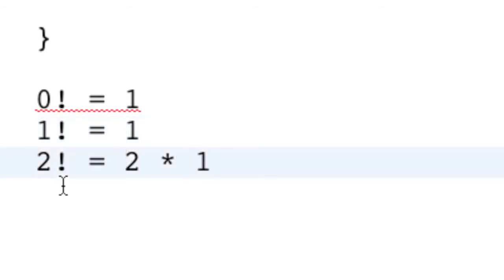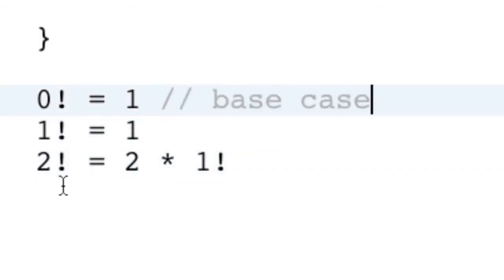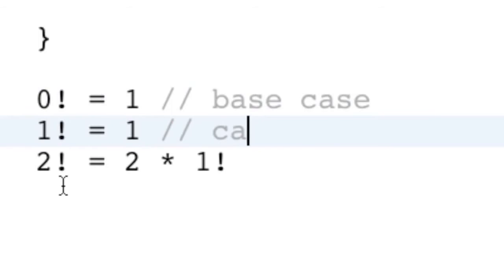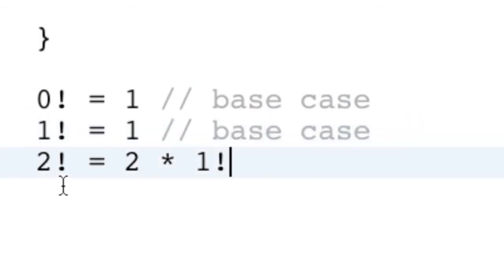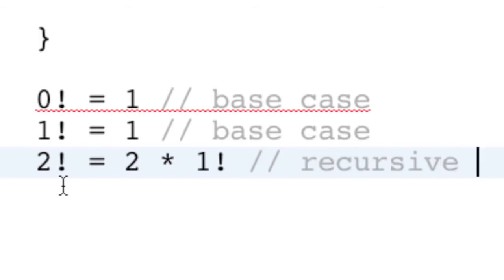So I could think of this as 2 times 1 is 2 times 1 factorial. And I could start my recursion with 2. So I can think of all of these as base cases. And I can think of everything from 2 and higher as being the start of my recursive cases.